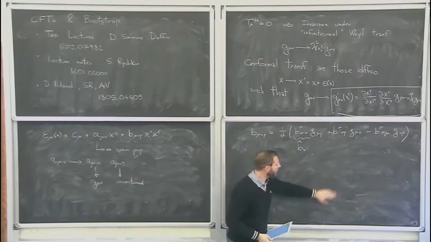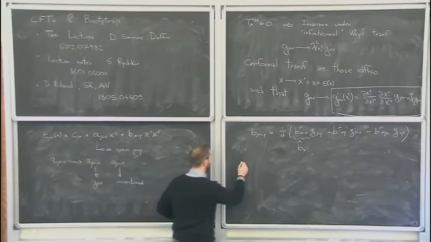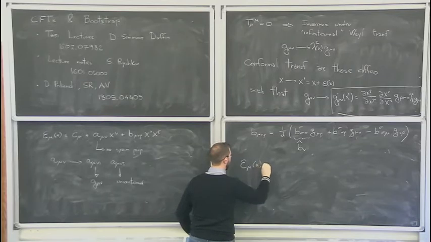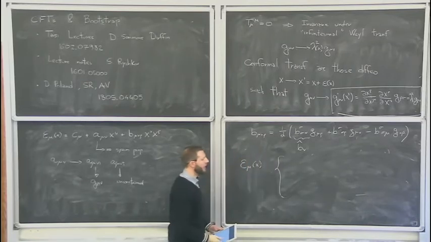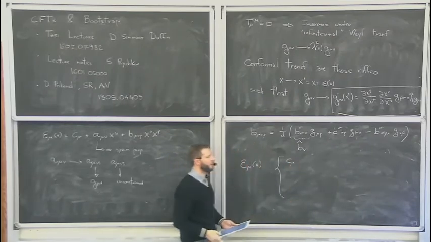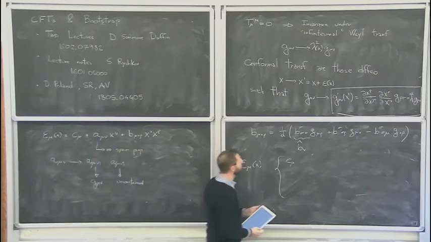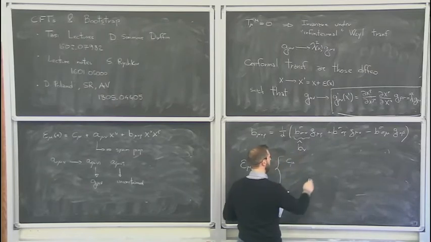So bottom line is that our diffeomorphism epsilon mu can only be one of the four possibilities. It can be a constant, c mu, and this corresponds to translations. And if you shift x with a constant, this is just a translation.